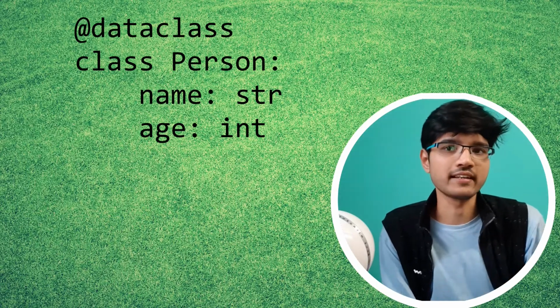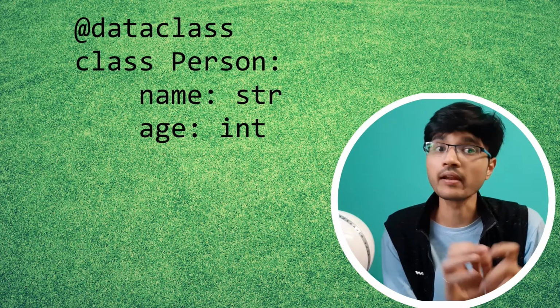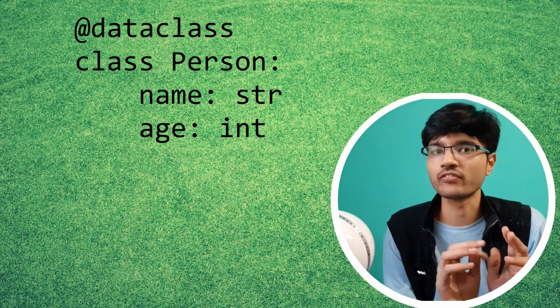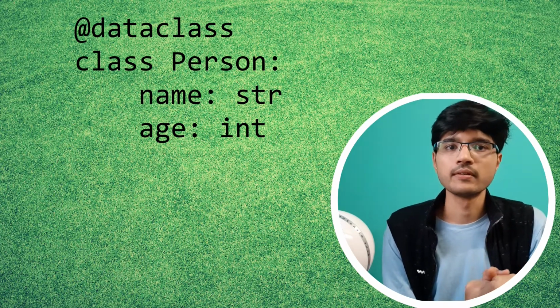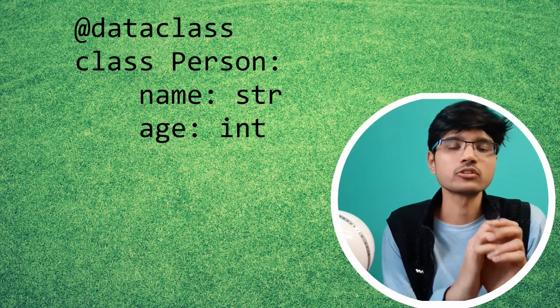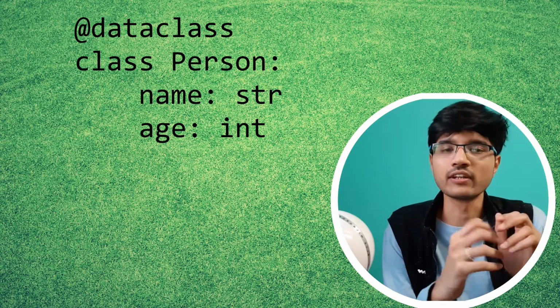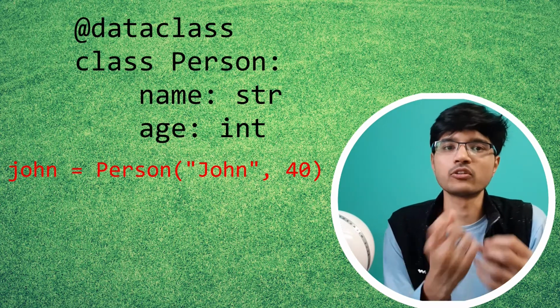Here I have this data class, Person, with attributes name and age. And by the way, data class is a separate topic altogether. If you're not familiar with it, just let me know in the comments and I'll make a separate video for you. Now back to the class. So let's create an object of this Person class here. So we'll give the name as John and the age as 40, and we create an object called john out of this.